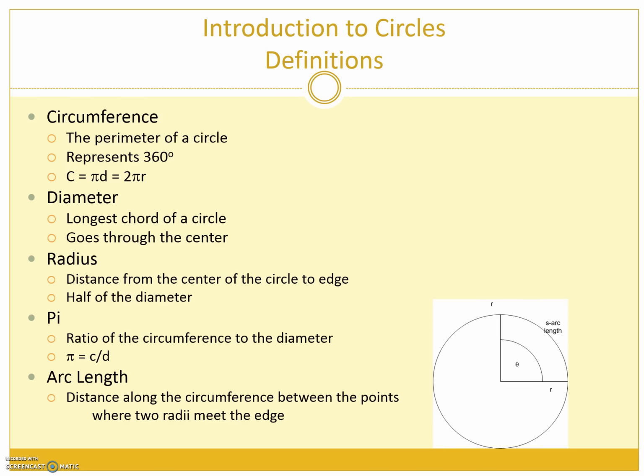So we have a circle over on the right. We've got the center of the circle and two radii coming from that center to the edge of the circle. Where those two radii hit the circumference of the circle, the distance from one point to the next point along that circumference is what we consider to be our arc length. And it's dependent on what the angle is that's formed between those two radii in that circle.